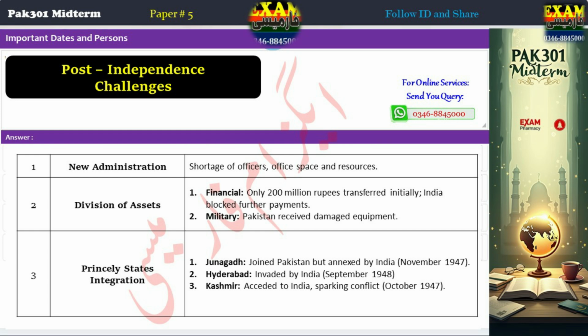3. Princely states integration: Junagadh joined Pakistan but was annexed by India, November 1947. Hyderabad invaded by India, September 1948. Kashmir acceded to India, sparking conflict, October 1947.